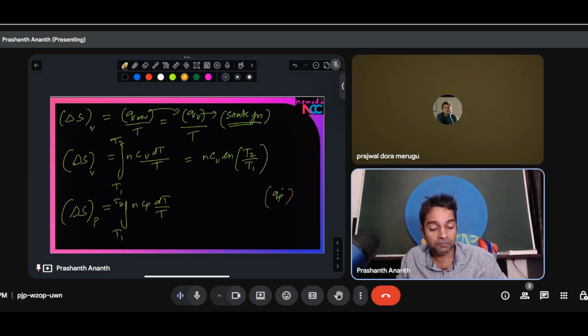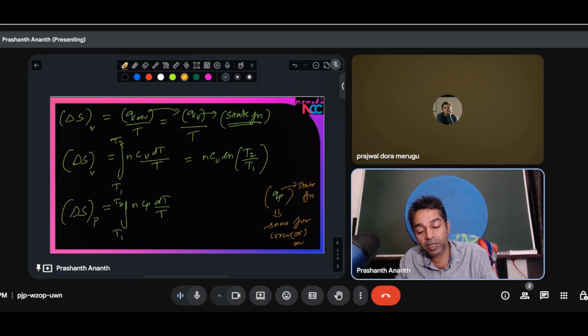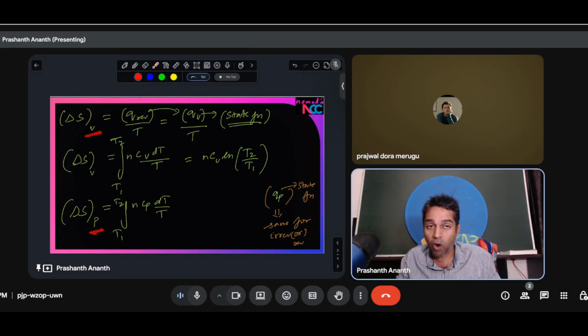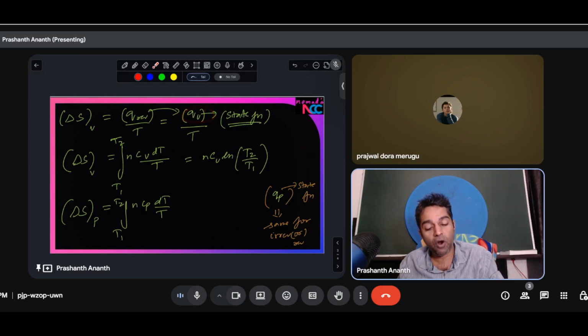State function implies same for reversible or irreversible. That's the idea here. Because it's a state function, what is the advantage? It is going to be the same for either an irreversible process or a reversible process. I do not really care. What do I mean here? As long as the process is happening at a constant volume or at a constant pressure, if it is an irreversible process also, no problem. Because the Q reversible will be the same as the Q irreversible, which you have got as Qv there, because Qv behaves like a state function.